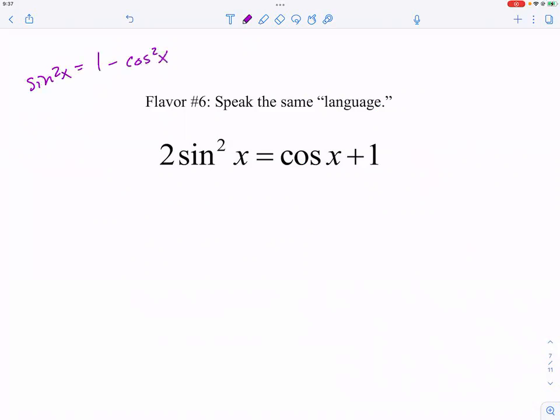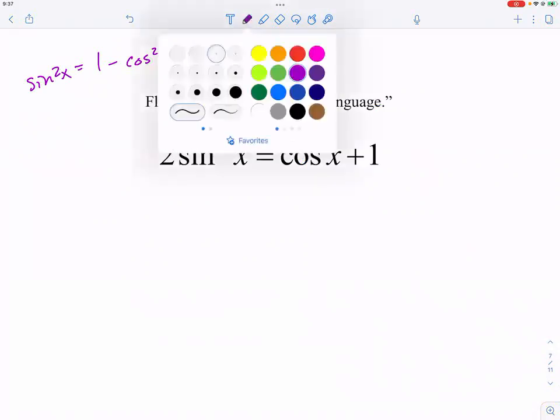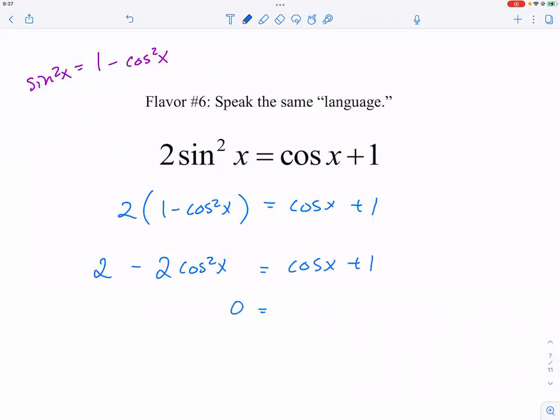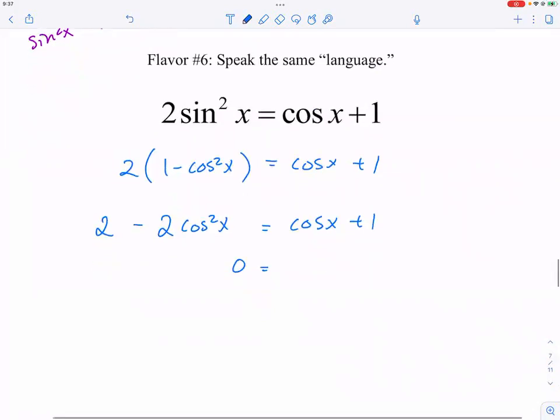We say, well, yeah, it's 1 minus cosine square x. So you can do 2 times 1 minus cosine square x, cosine x plus 1. So you have 2 minus 2 cosine square x, cosine x plus 1. And let's go ahead and move everything to the right-hand side so that I can have a positive 2 cosine square x. And then you combine like terms, so you have a -1, after subtracting 2 on both sides.